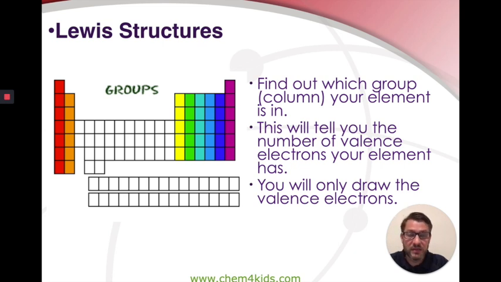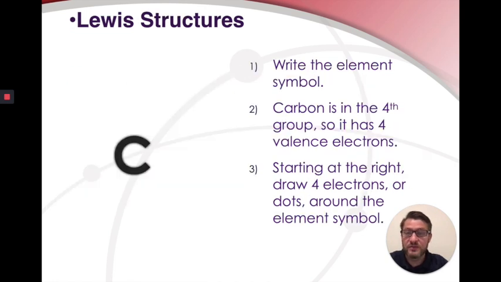So when we're looking at the periodic table, we can actually use the periodic table to tell us which elements are going to have how many valence electrons and in which orbitals. The way that you write a Lewis dot structure is you start by writing the symbol of that chemical. So instead of drawing out protons and neutrons, you're simply just going to write the chemical symbol.